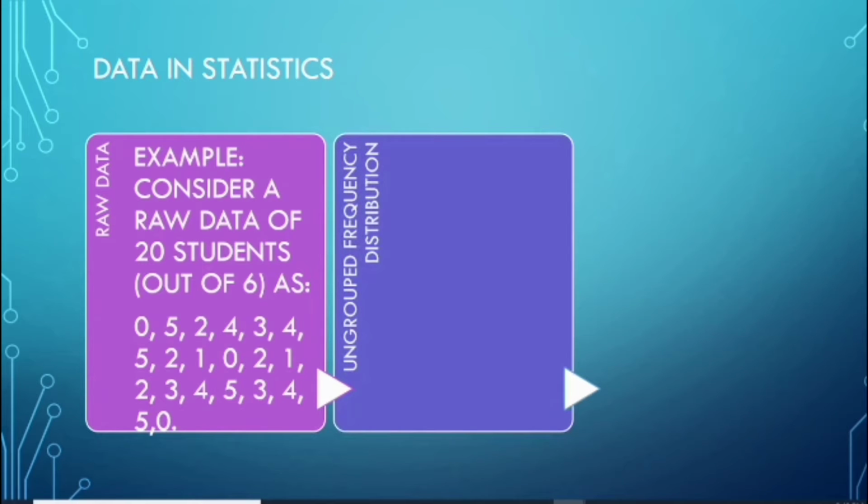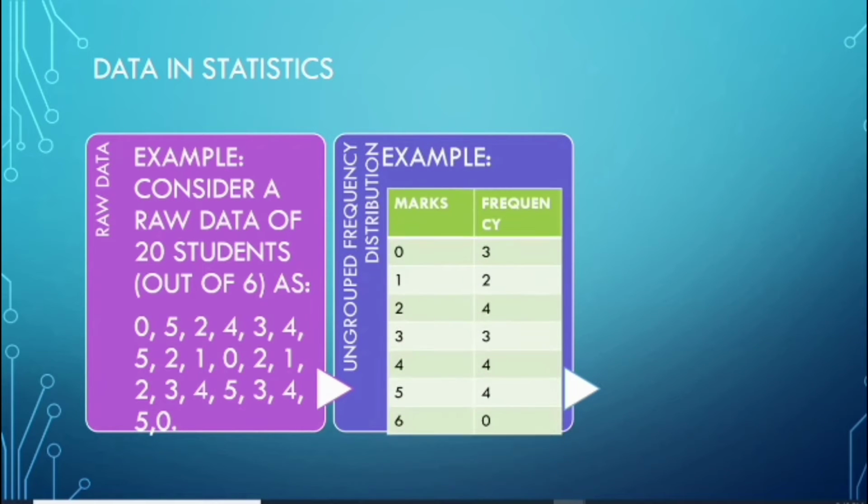So you need some tabular representation for statistical study. For that, we classify it into an ungrouped frequency distribution. The same data, I have made it a tabular representation in which the first column is of marks, from 0 to 6, and the second column represents frequency. What do you mean by frequency? It's basically the number of students who have got that particular marks. For example, 3 students have got 0 marks, 2 students have got 1 mark, and so on. This tabular representation helps us for a better statistical study.